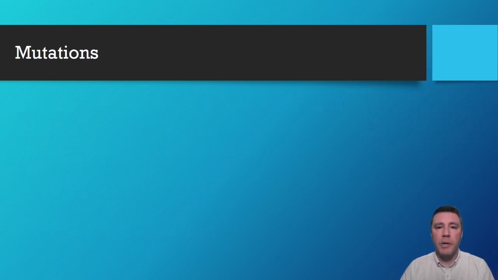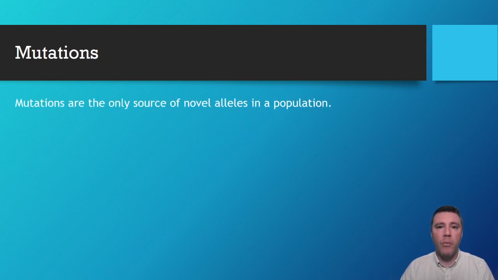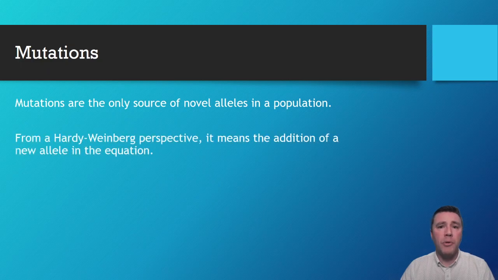Mutations hold a special place in evolution. They are the only mechanism by which novel alleles appear in a population. From the perspective of the Hardy-Weinberg principle, it means a third allele is included in the allele frequencies equation. And, just as before, through binomial expansion, the variables for genotypic frequencies are established.